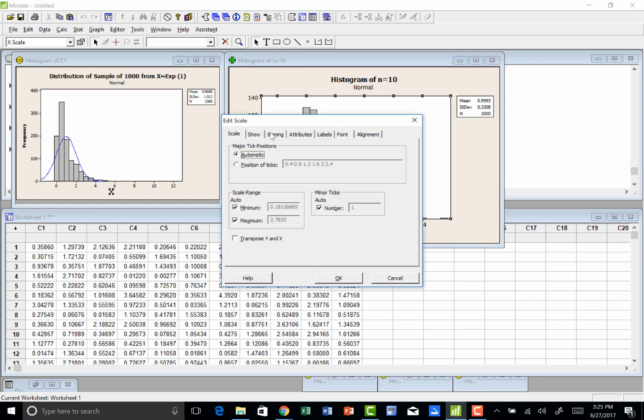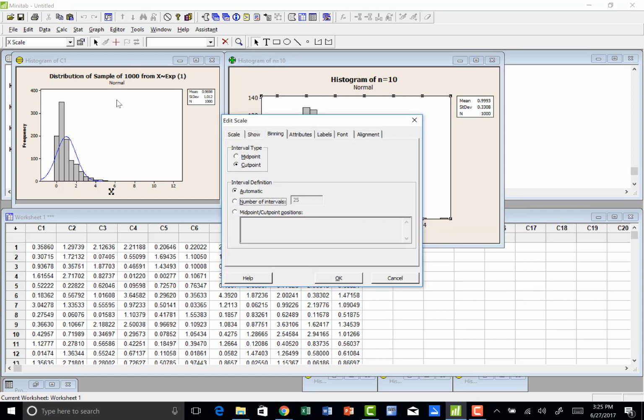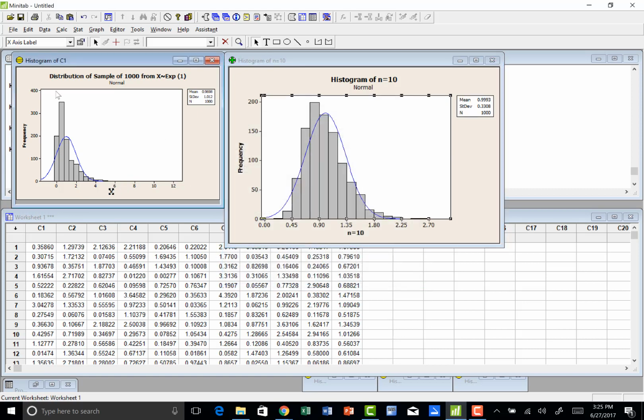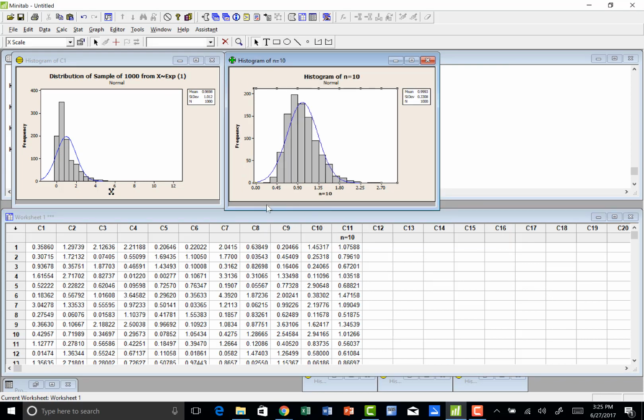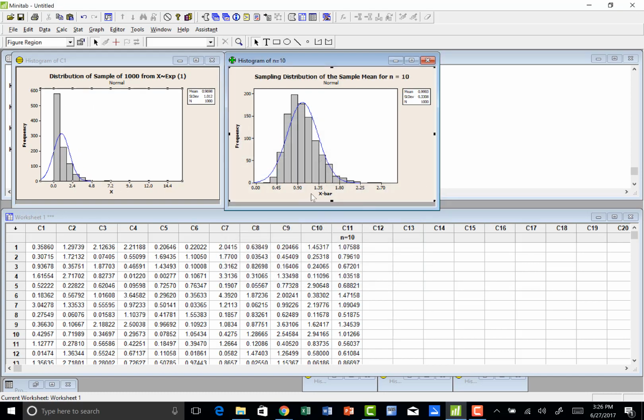I'm going to change the binning because we like to have that at the cut points. 20 bins. I need to do that to the other graph. And as you can see, we now have a graph that is starting to look not as right skewed. It's starting to get a couple more bars this way, and it's starting to look a little symmetric. So we're starting to see the central limit theorem in action. I'm just changing the binning on that. So there we have our graph right there. This is X bar. These are all the means for samples of size 10 that we graphed.